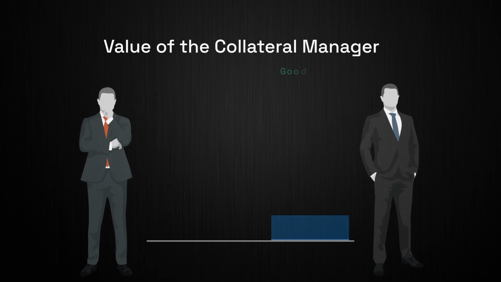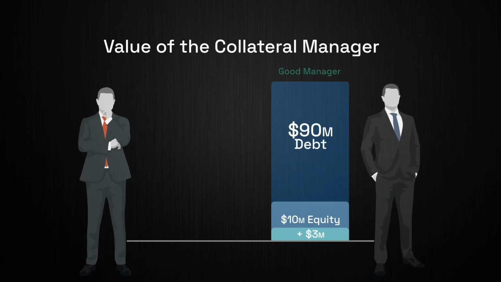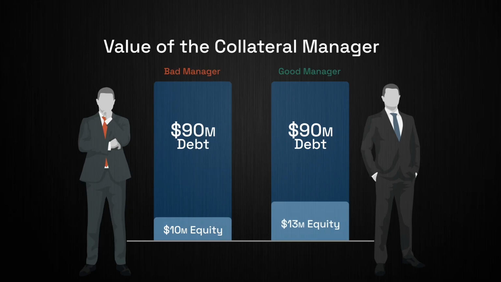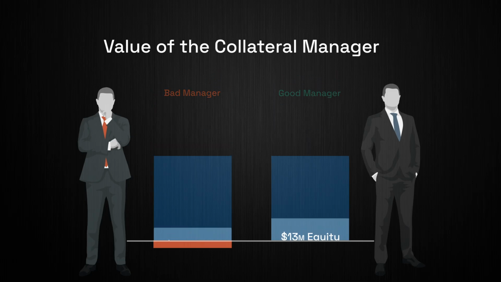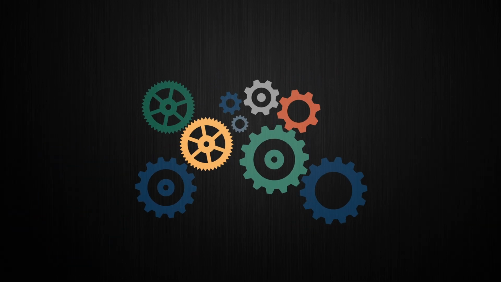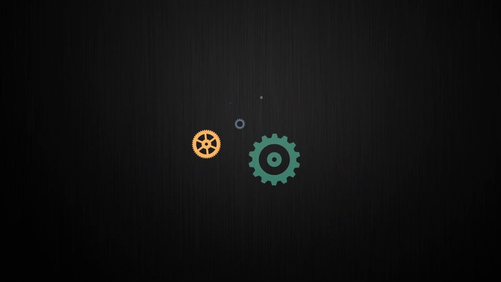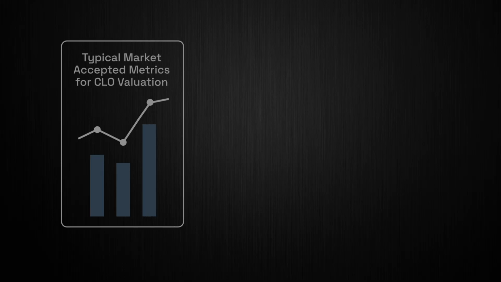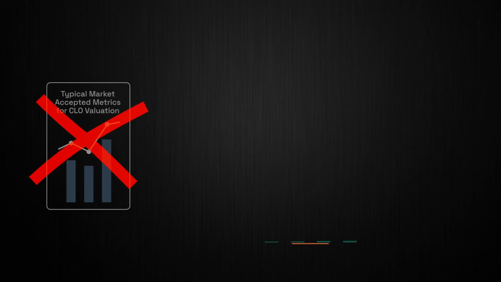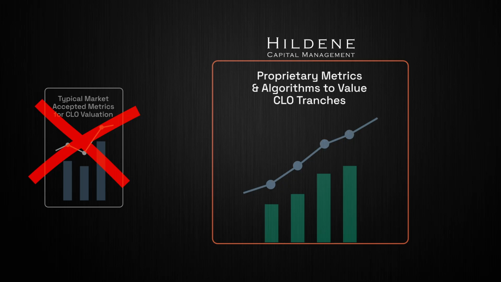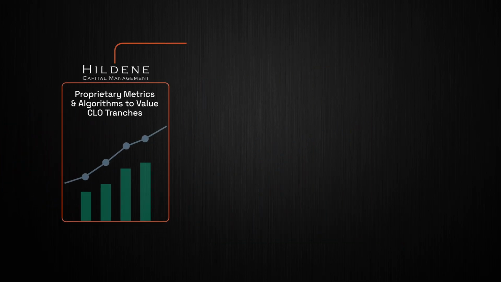Here, we show you how a good manager can add value by making good loan trading decisions, while a bad manager can generate trading losses, hurting the overall CLO and especially the junior-most tranches, given they are first in line to incur losses. CLOs are complex structured credit instruments with a lot of moving parts. At Hildene, we believe that some market-accepted metrics for valuing CLOs are flawed, which has prompted Hildene to create its own proprietary metrics and algorithms to value CLO tranches. An example is Hildene's ENAV metric.